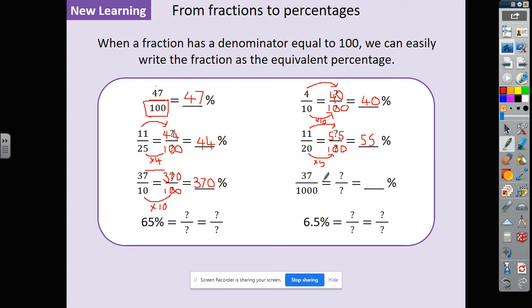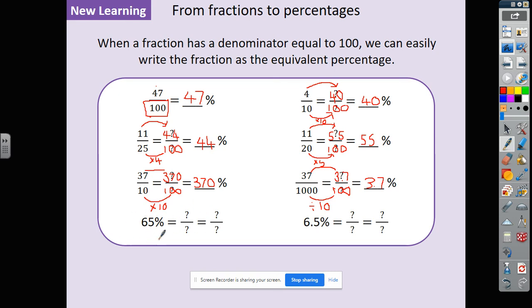So in this next one, 37 over 1,000. Now this is a little bit different because remember my denominator needs to be 100. And at the moment it's on 1,000. So what do I need to do? So this time I'm dividing it by 10. We'll do the same to that. I divide that by 10. I'm going to get 3.7. So this is 3.7%.